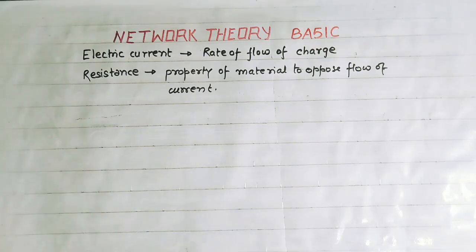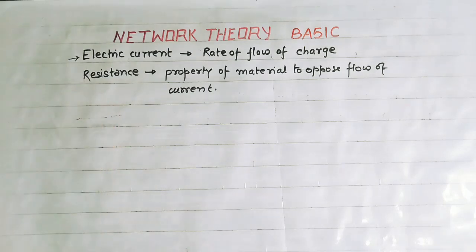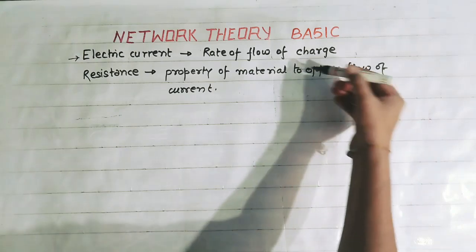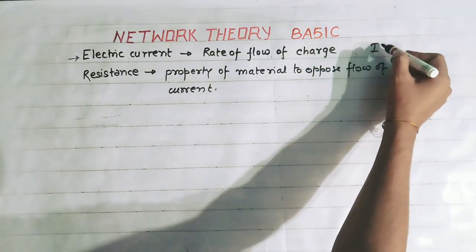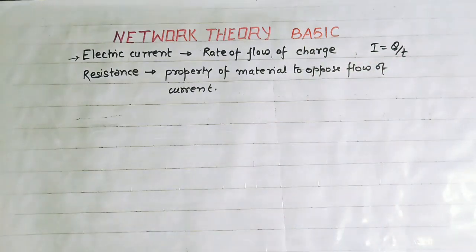Today, this is my first lecture and we are going to cover network theory basics. I will start the subject network theory with a very basic definition, that is electric current. We know that electric current is the rate of flow of charge. So we can write current I is equal to Q upon T. This is the formula for electric current.